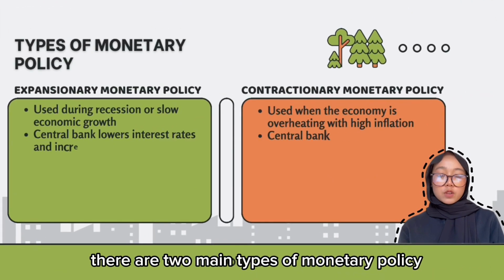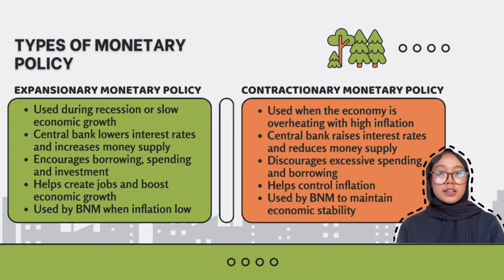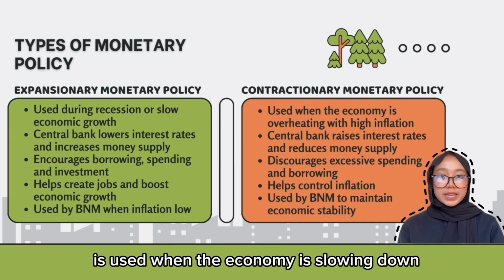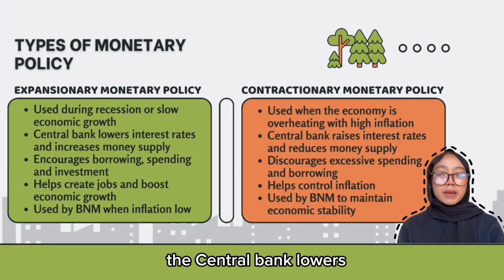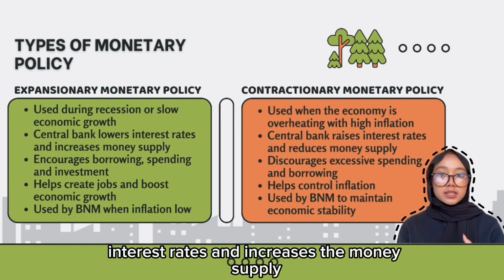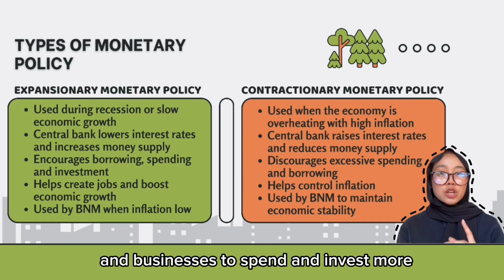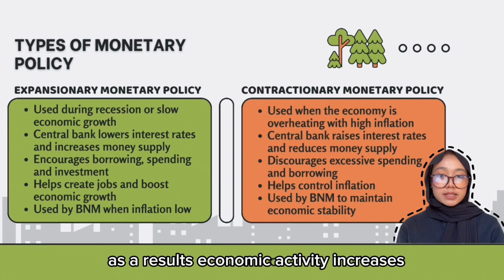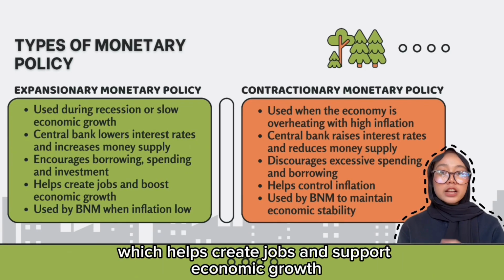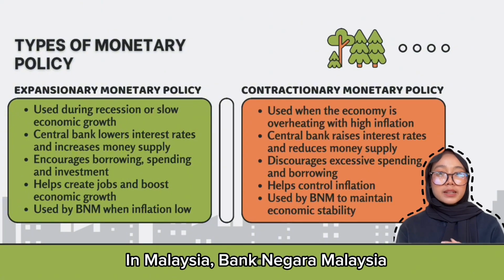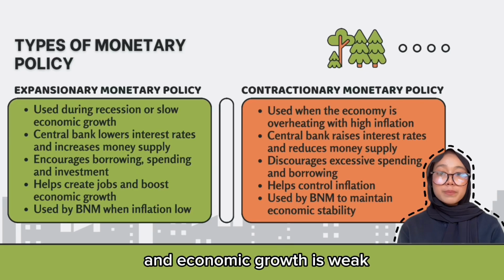There are two main types of monetary policy, expansionary and contractionary. First, expansionary monetary policy is used when the economy is slowing down or experiencing a recession. In this situation, the central bank lowers interest rates and increases the money supply. This makes borrowing cheaper, encouraging consumers and businesses to spend and invest more. As a result, economic activity increases, which helps create jobs and support economic growth. In Malaysia, Bank Negara Malaysia may apply expansionary policy when inflation is low and economic growth is weak.